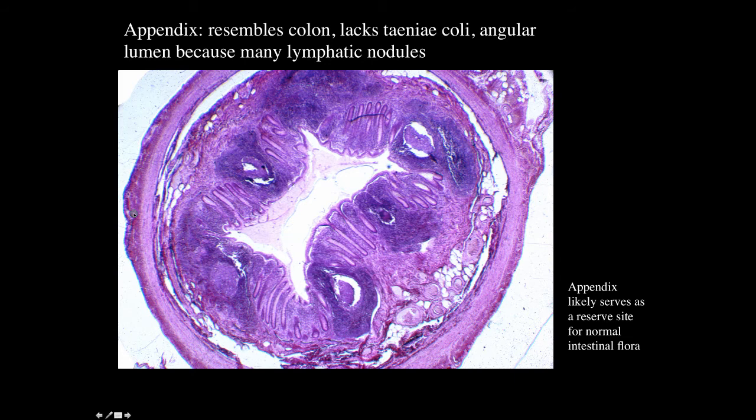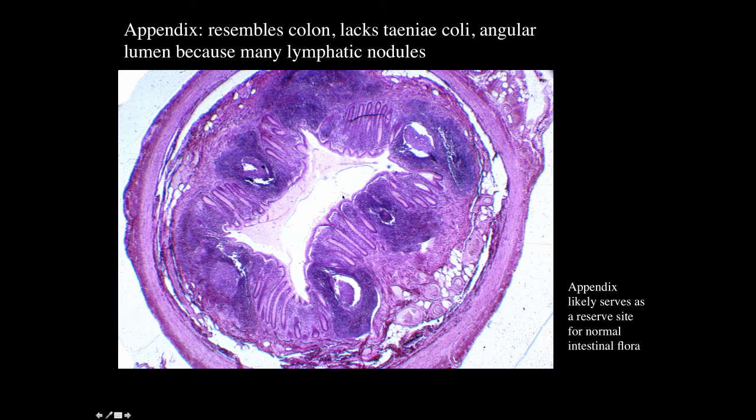I want to make a cautionary point for you. Remember, I showed you some histological views of the ileum that had very large lymphatic nodules. Do not confuse the ileum and the appendix because of the lymphatic nodules. Remember the differences. The ileum has villi that are folding into the mucosa. The appendix, no villi. Yes, lots of lymphatic nodules, but no villi. I'm going to expect you to be able to make those histologic distinctions.